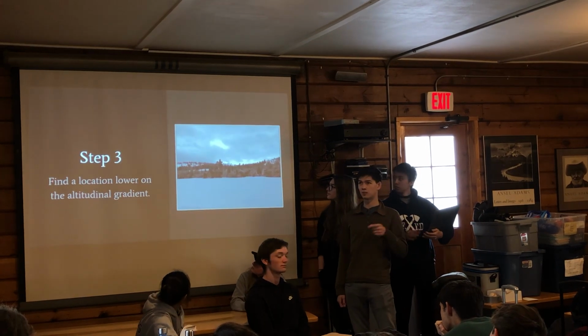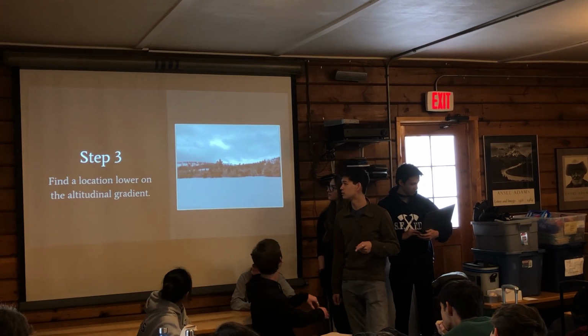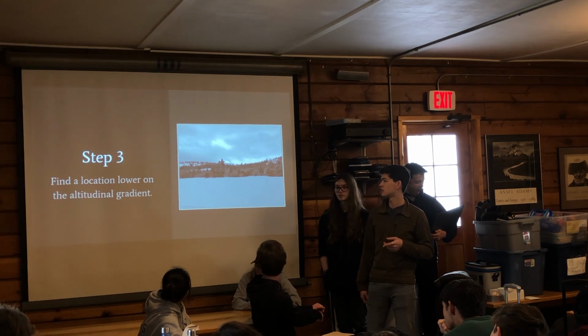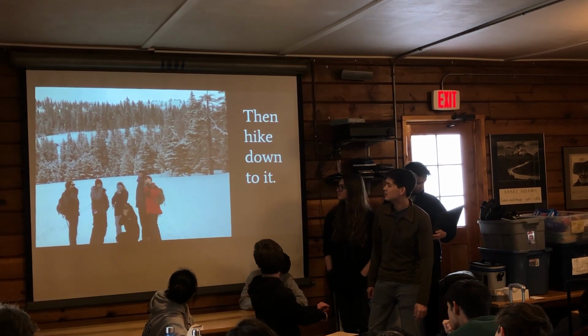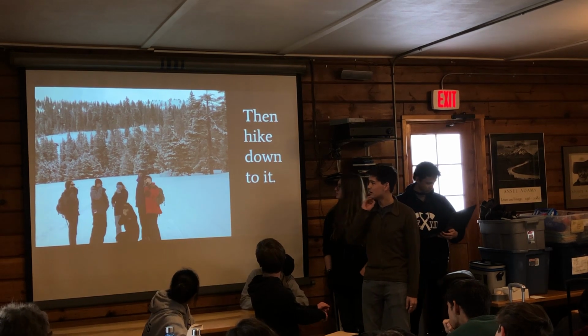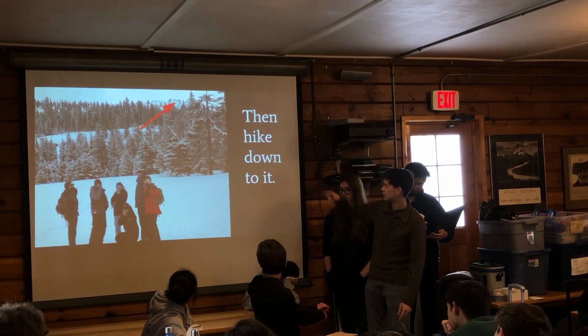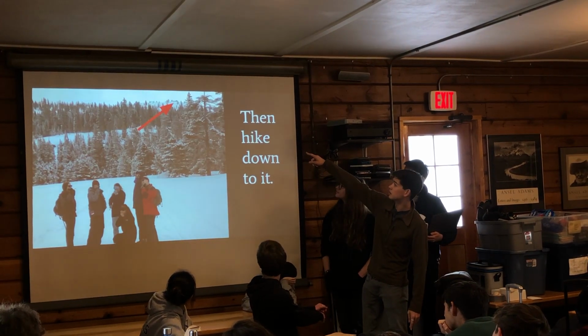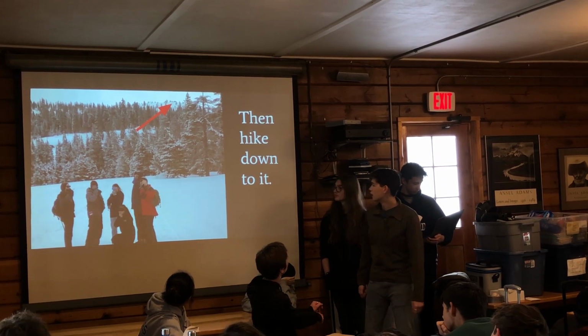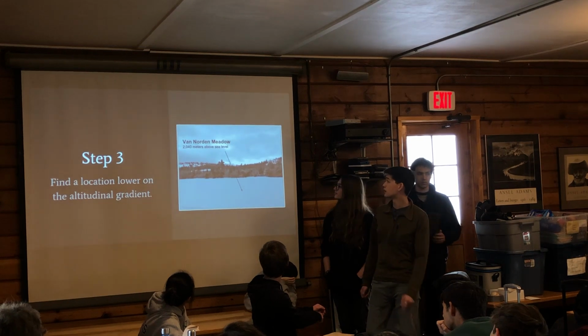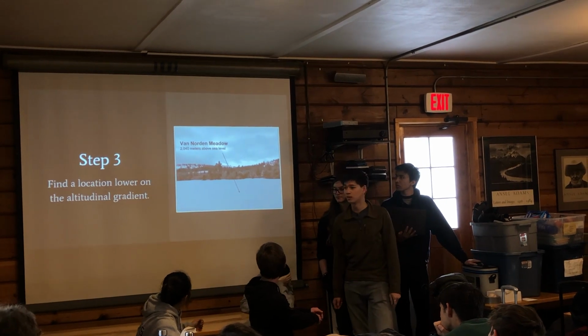Then on Wednesday morning we began step 3, which was find a location lower on the altitude gradient, then hike down to it. You can see here we are in Van Norton Meadow. The rock up there is actually Boreal Ridge, where we were the day before. Van Norton Meadow is 2,040 meters above sea level.